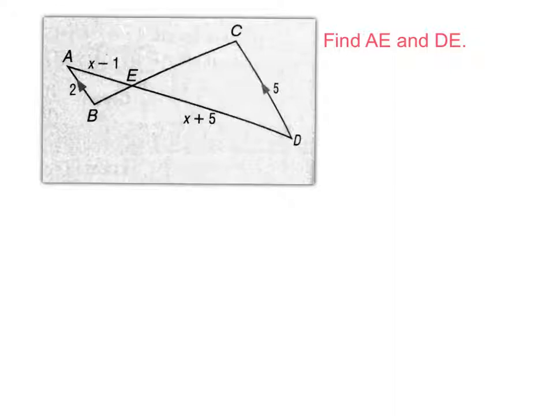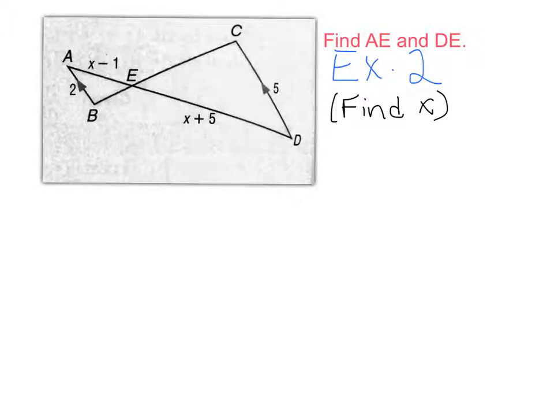Okay, so as we look at this example, which by the way is example 2 in your book, we're asked to find AE and DE. And so I think it's pretty clear that of course we're definitely going to need to find X. Now I didn't put it on this slide, but in your book you are able to safely assume that these 2 triangles are similar. We need to figure out why that is.